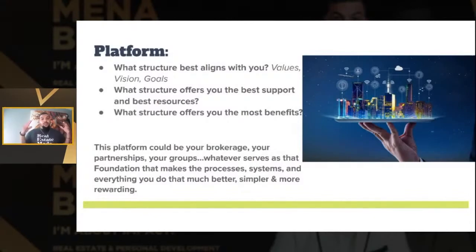So after you think about your goals, after you think about your process and your systems, think about that foundation, that structure. What structure would make essentially everything better, right? Would allow me to do more, would allow me to do it bigger, and make it easier and more rewarding for me.